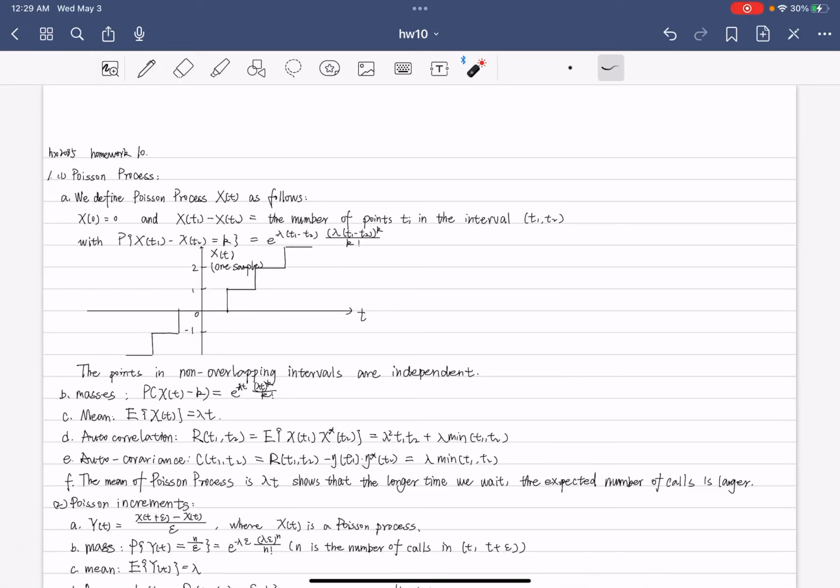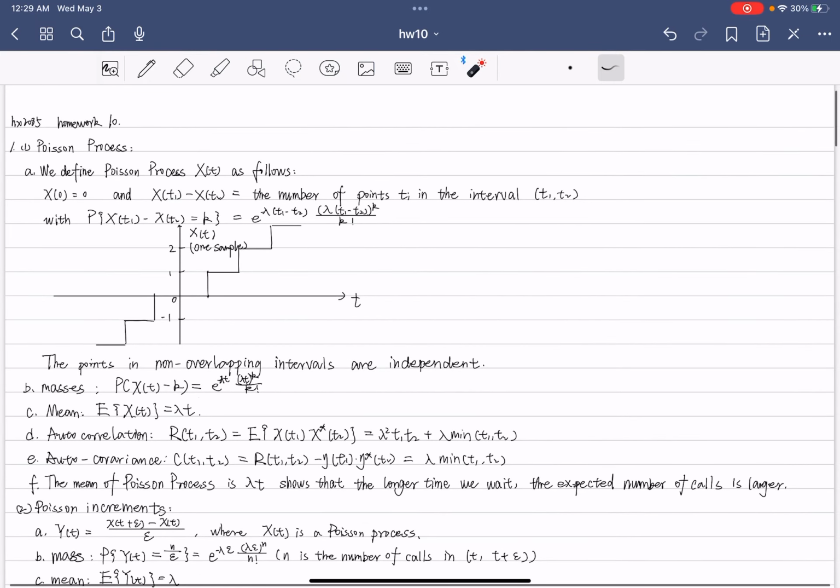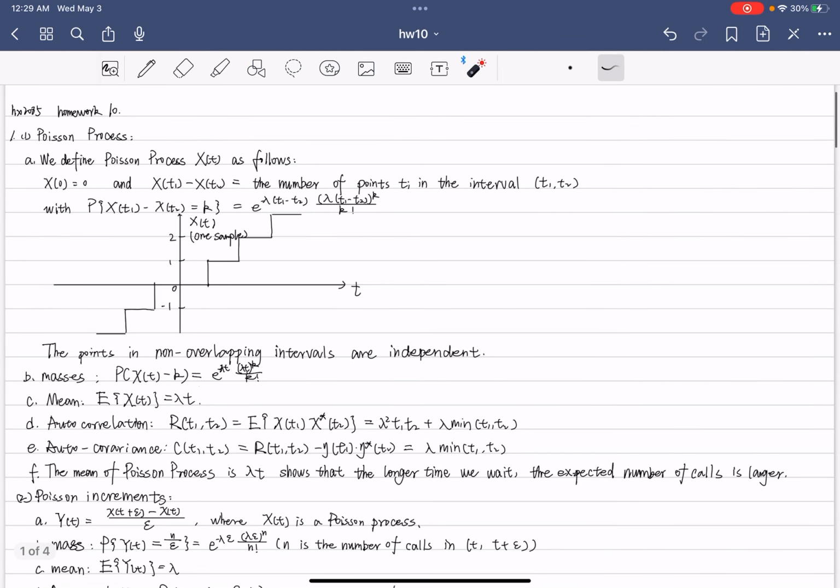Hi, I'm hw10q1. Now let's do homework written question 1. This question asks us to collect the definitions and simple properties of the following stochastic processes. The first one is the Poisson process.